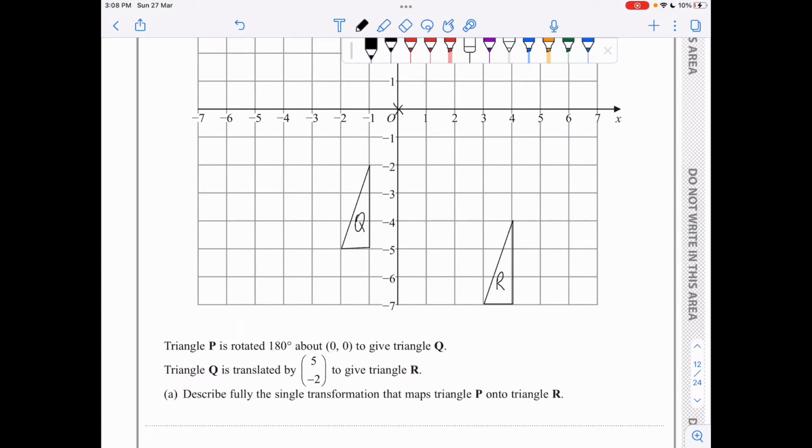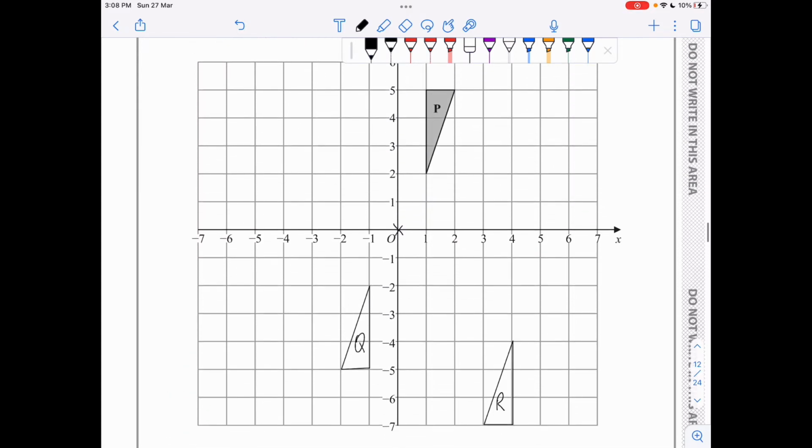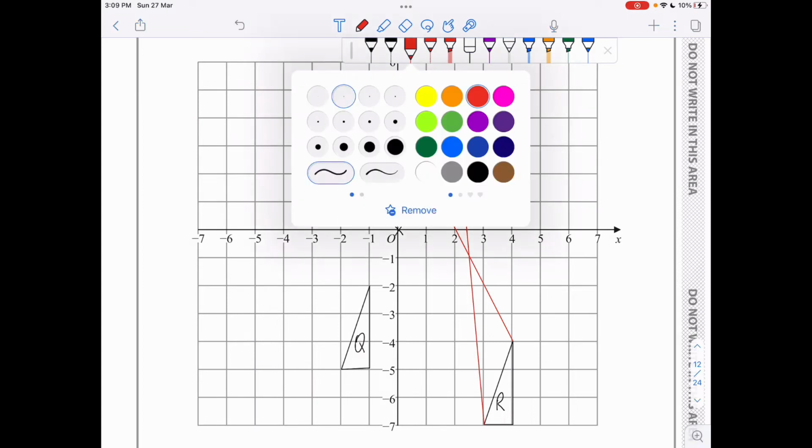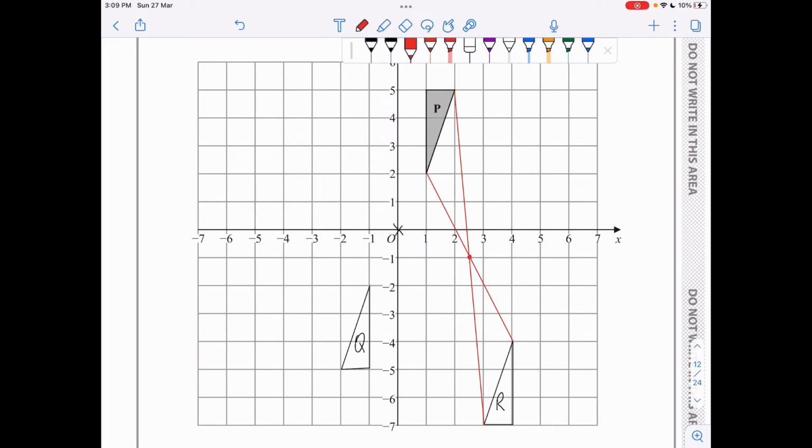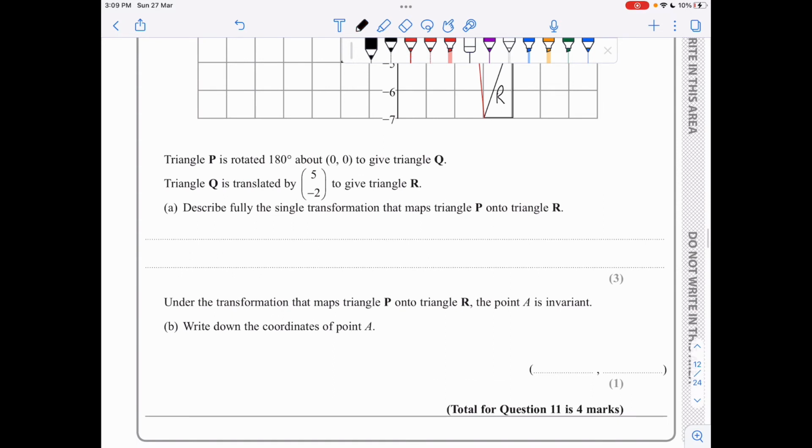I'm being asked to describe fully the single transformation that maps P onto R. So looking at this, the orientation has changed. It has to be a rotation. I could actually join together corresponding points. It's easy to see that if it's a rotation, it's 180 degrees. And if I join together corresponding points, it's clearly the case that the center of the rotation is here. So it's a rotation about (2.5, -1), 180 degrees.